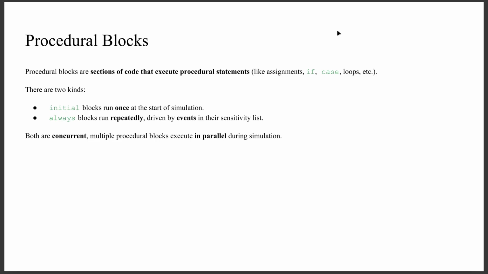Procedural blocks. Procedural blocks are sections of code that execute procedural statements like assignments, if, case, loops, etc. There are two kinds. Initial blocks run once at the start of simulation. Always blocks run repeatedly, driven by events in their sensitivity list. Both are concurrent. Multiple procedural blocks execute in parallel during simulation.